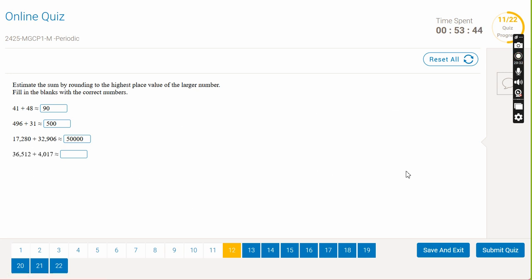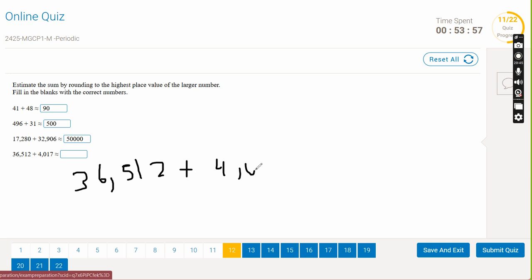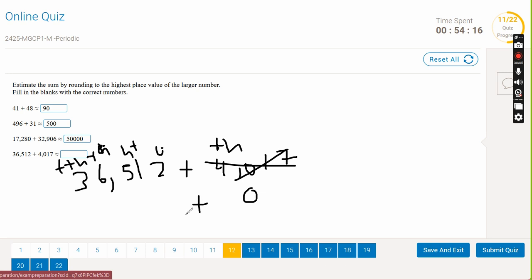Let's see that. We have 36,512 plus 4,000. Now the larger number has a place value of thousands, and then ten thousands. The same thing here, it only falls till thousands. So we won't be considering this one. This will automatically become 0. And the next one, 36,512, will be rounded.